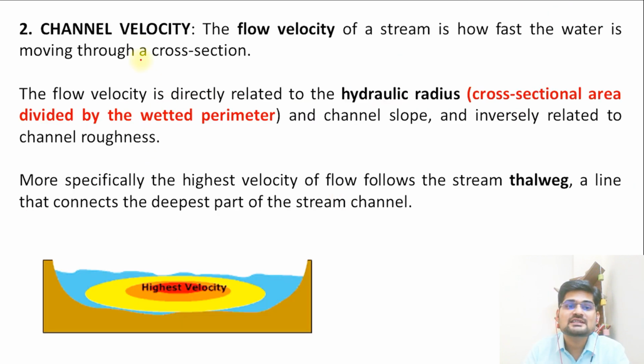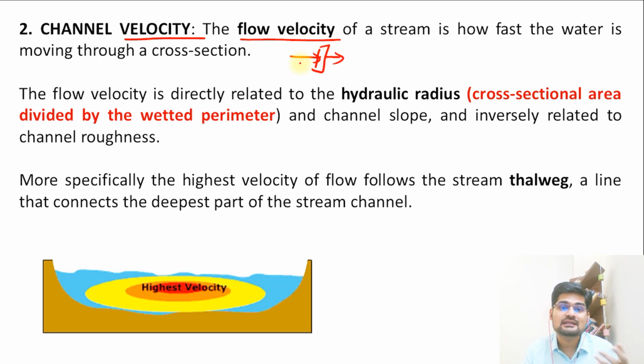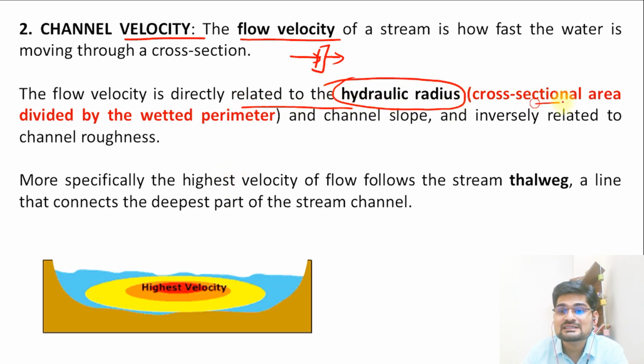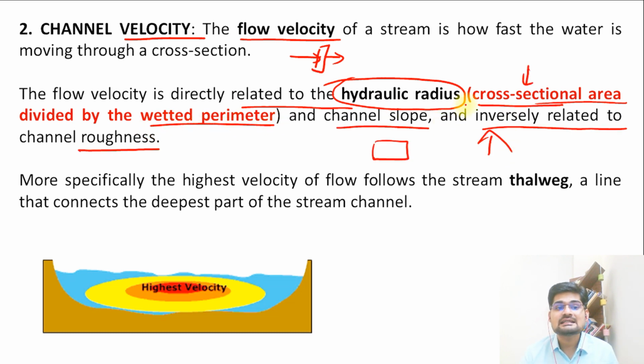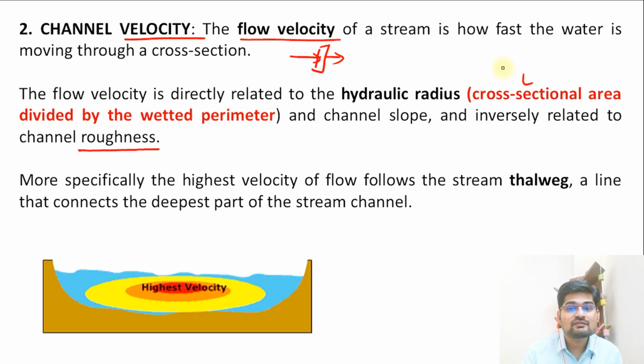Now the second part is about the velocity of the channel, which is called flow velocity. What is this flow velocity? Basically, through this cross-sectional area, at what speed is the water flowing in that particular direction? That is what we measure as the flow velocity. So flow velocity is directly related to the hydraulic radius, that is the cross-sectional area divided by the wetted perimeter. The velocity of this channel is directly related to what and inversely related to what?